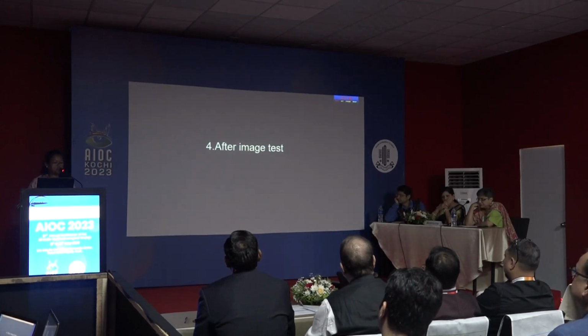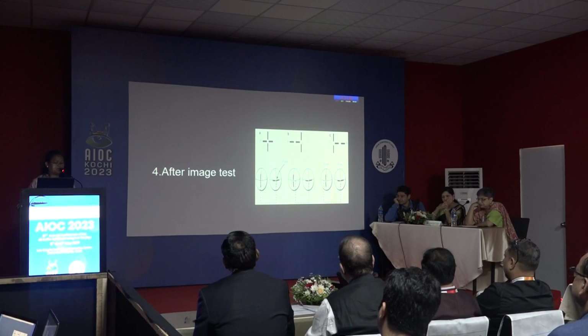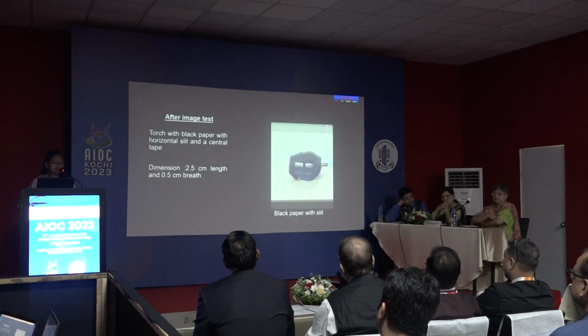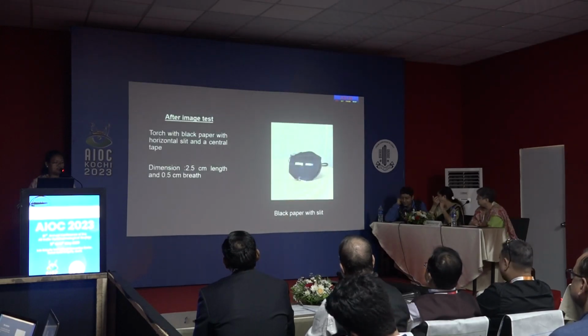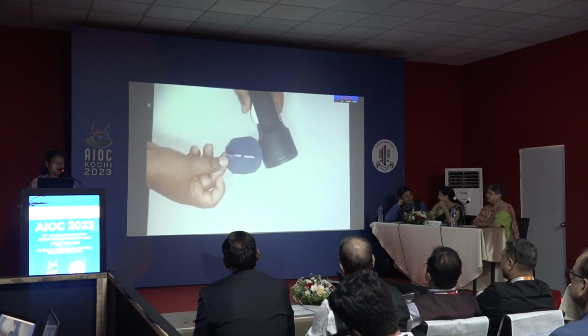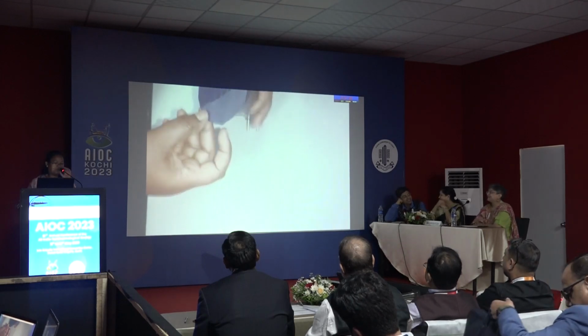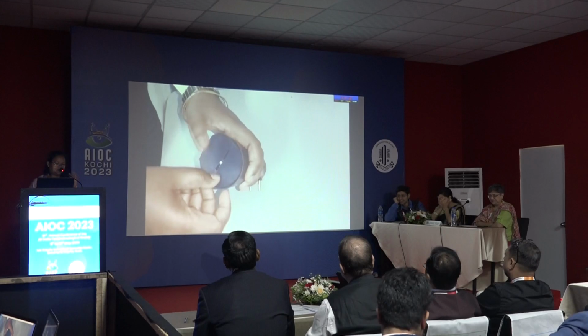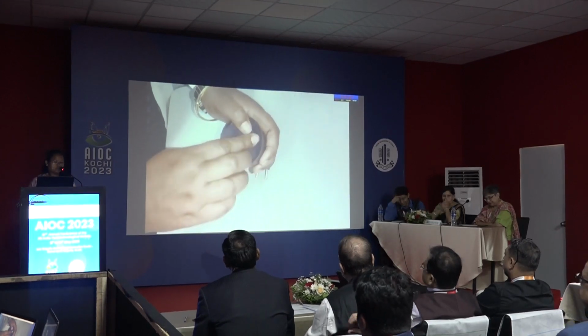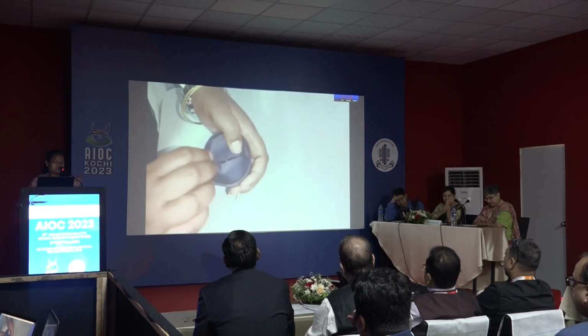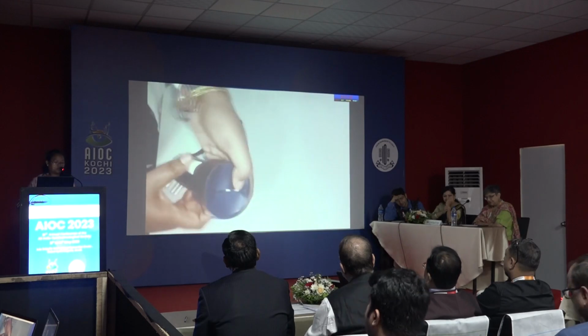Fourth one is the after-image test. It is very simple to test. It is a torch light with black paper. It is a horizontal slit, 2.5 centimeters in length, and 0.25 is the width. And central tape is to protect the fovea.